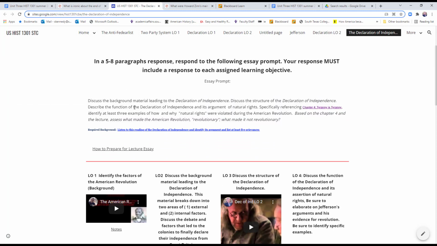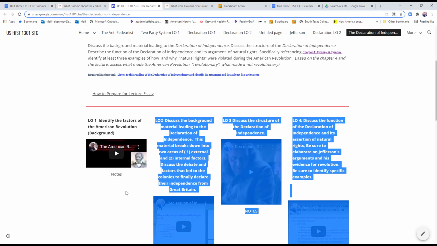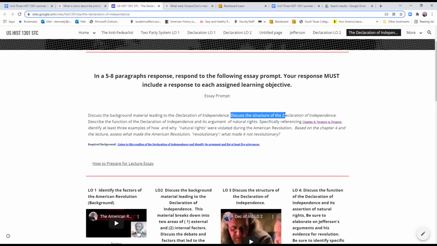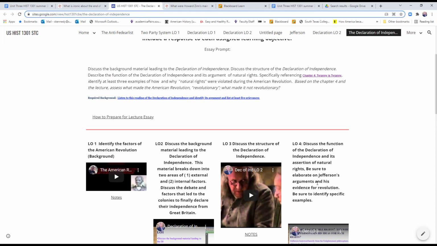The first part of this essay is asking you to discuss the background material leading to the Declaration of Independence. That's covered in Learning Objective 1 and Learning Objective 2. And then you are going to discuss the structure of the Declaration of Independence. As you see there, that's going to be covered in Learning Objective 3. Finally, you're going to describe the function of the Declaration of Independence and its arguments of natural rights. That is going to be discussed in Learning Objective 4.